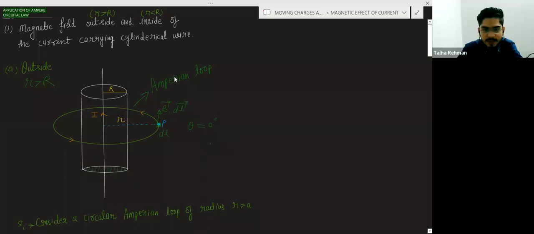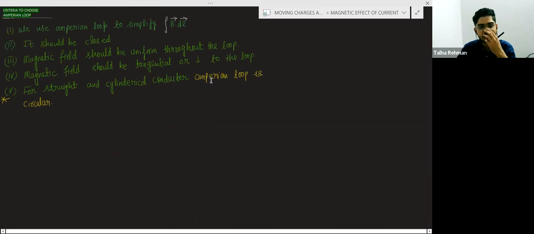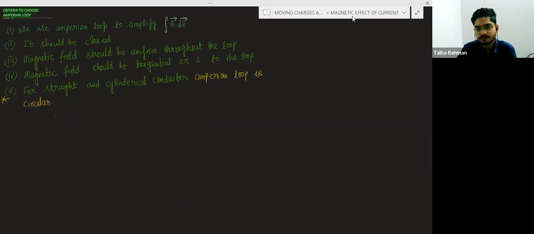And this is your Amperian loop, circular Amperian loop, because this is the cylindrical wire. And I have told you here, for a straight and cylindrical wire, the Amperian loop is circular.